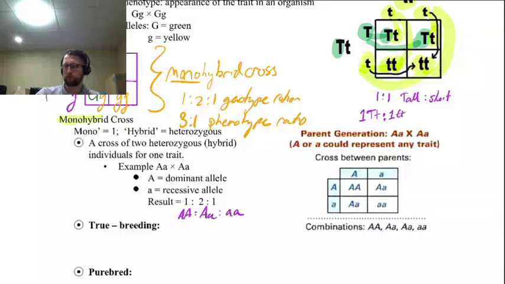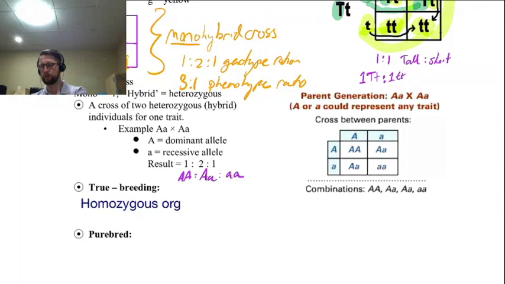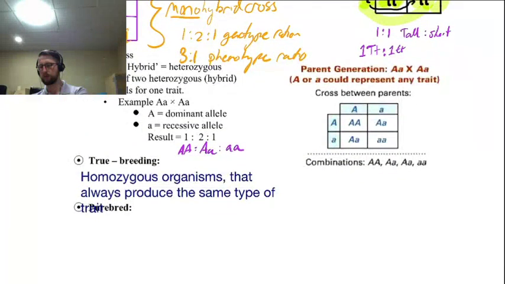A true breeding plant is a dependable organism that will always breed true. So true breeding organisms are homozygous organisms that always produce the same type of trait due to the homozygous genotype.